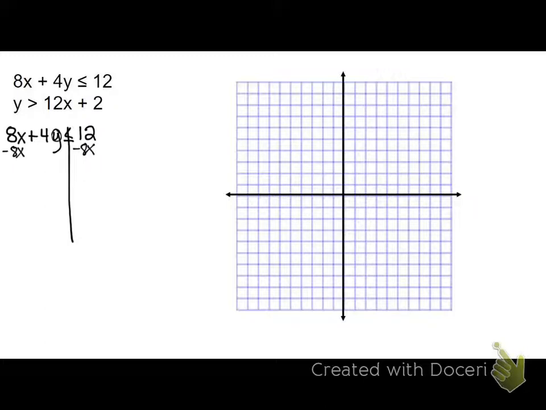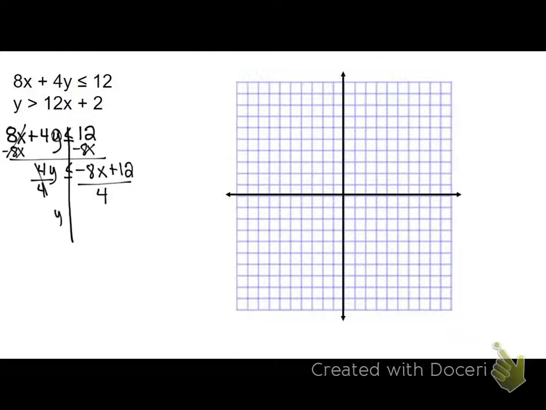Do you guys all feel confident on this step right here? Getting the y by itself. Are there any questions on this step right here? Okay. How do I get the y by itself? What do I have to get rid of? Yeah, divide by 4. So I'm going to divide each side by 4.